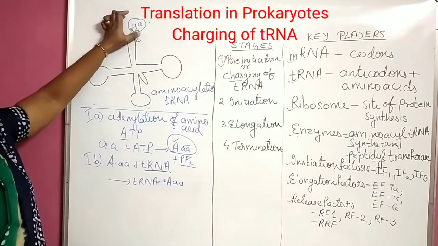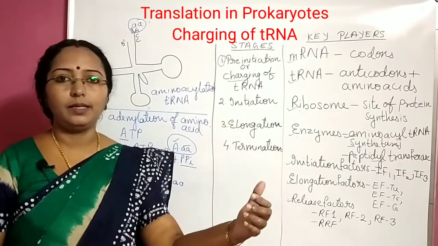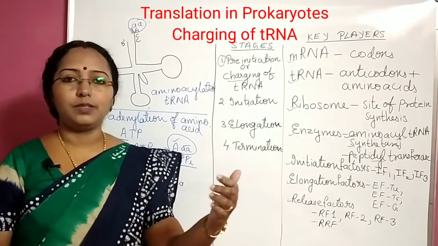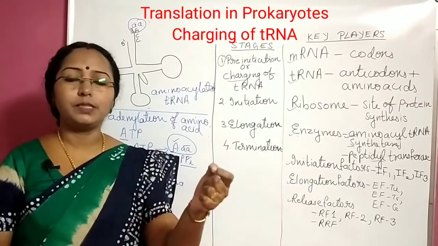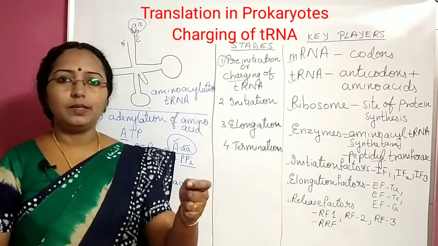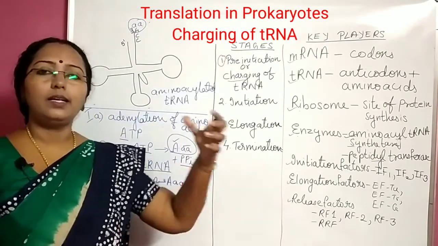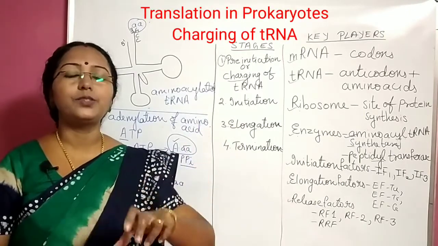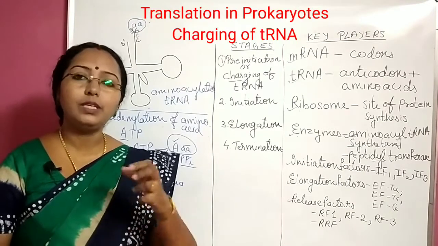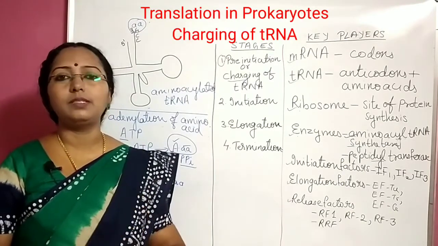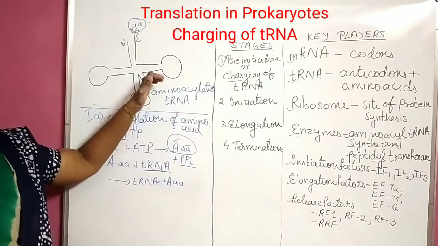So which amino acid should come here, or which amino acid should be carried by a particular tRNA? That is very much specific. One tRNA can carry only one amino acid. It is very specific, like lock and key. Okay, we can have only one key for a lock. Same way here, one tRNA can carry only one amino acid. Another tRNA should carry another amino acid. You know, there are 20 naturally occurring amino acids, and for each amino acid there is a specific tRNA present. Okay, so that is the hero.